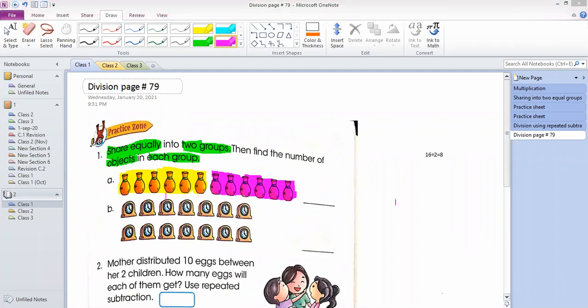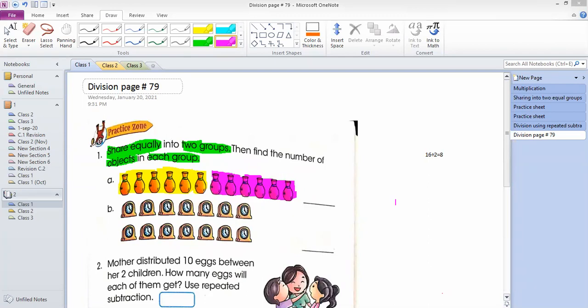Okay, now you can check in one group how many vessels are there. Let me count for group A. 1, 2, 3, 4, 5, 6. Group A has 6. Guys, if we shared it equally into two groups, in group B there also should be 6 vessels. Let me count for group B. 1, 2, 3, 4, 5 and 6.